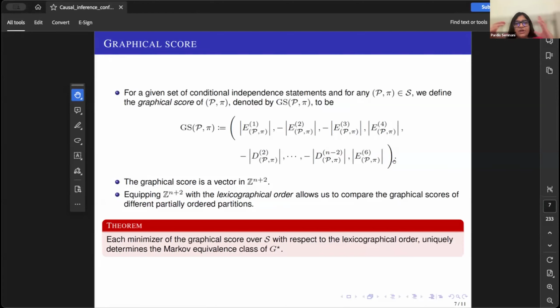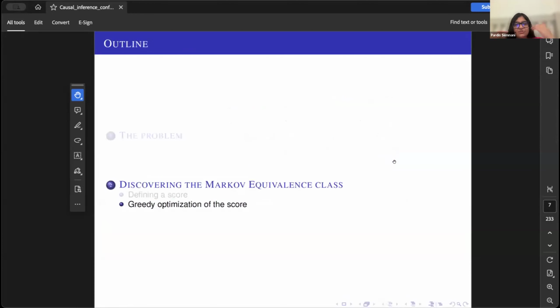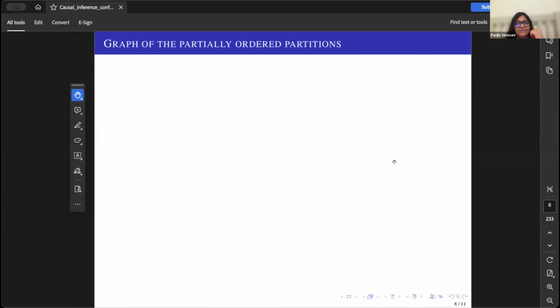So at this point, the idea of the algorithm is clear. However, there is the problem that the number of partially ordered partitions on n vertices is super exponential in n. So it's not efficient to test all the partially ordered partitions, find the scores for them, and then compare them. So we want to do this in a more efficient way, which brings us to the next slide. A more efficient way for optimizing this score is the following.